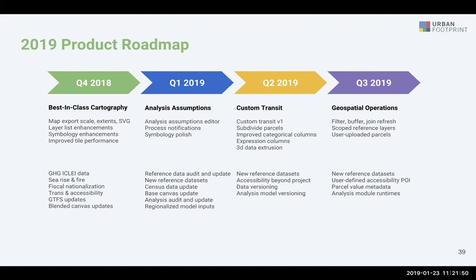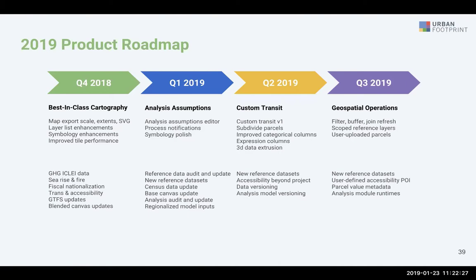And then lastly, in Q3, we will work a lot on geospatial operations. So improve the current capabilities from a user experience perspective for filtering, buffering, and joining. But also rethinking from the ground up of how these operations work, how we can make them easy, and how we can provide the level of sophistication that users want in a way that can be learned quickly and used by every type of planner that's out there. Even if you're not a GIS expert, you will be able to get into UrbanFootprint and do really sophisticated things.